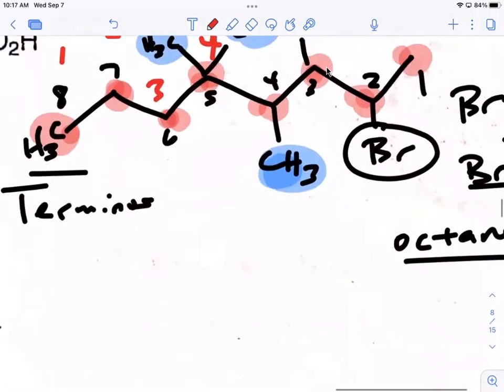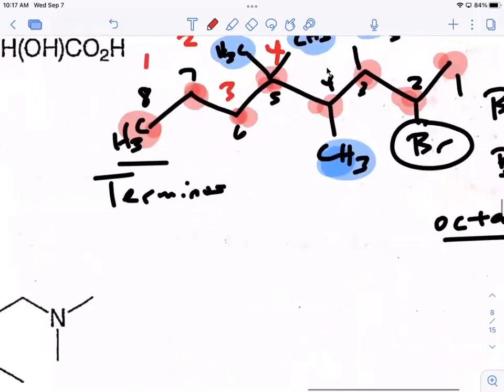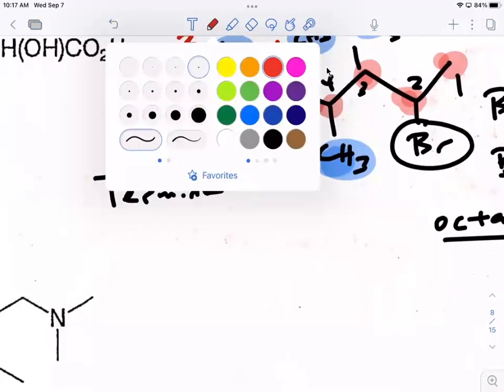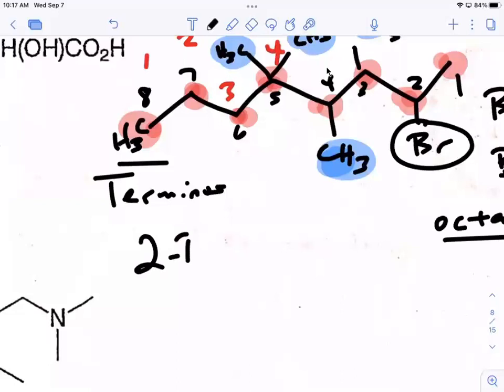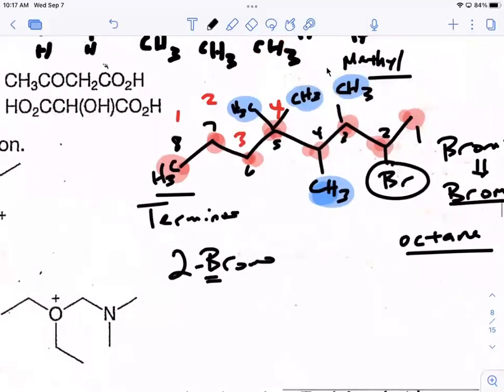All right, so we got a bromine at location 2. So we're gonna write that 2-bromo. You always capitalize the first letter, right? What about those methyl groups? Where are they located?